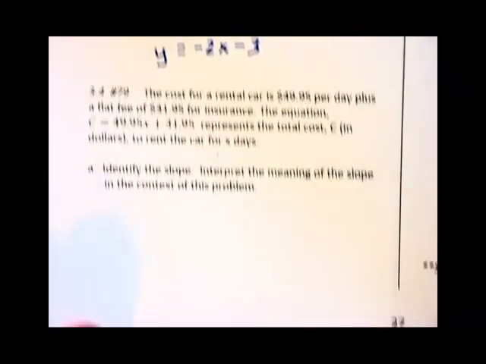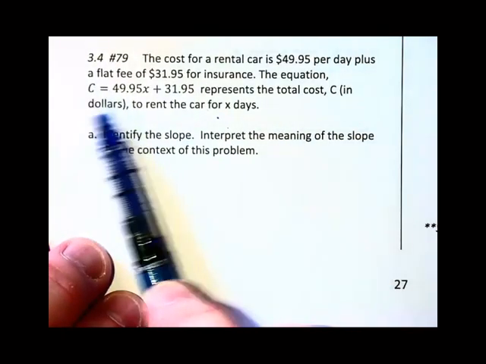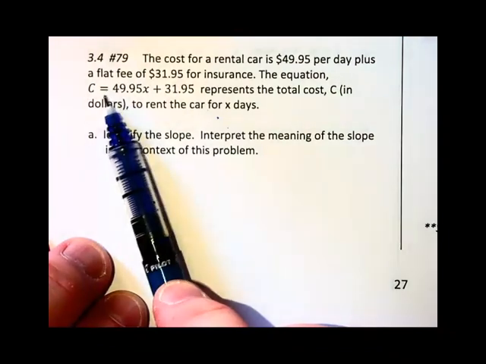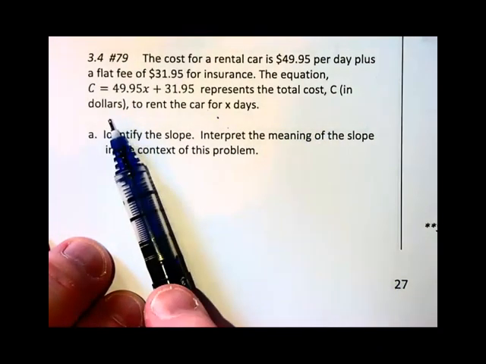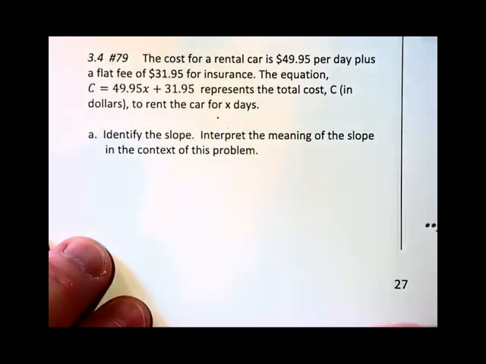Okay, we then move on to a word problem. Cost of a rental car is $49.95 per day plus a flat fee of $31.95 for insurance. Here's the equation for cost. Notice instead of y equals, we're using c for cost equals. And cost is in dollars, and x is days, x will refer to time.